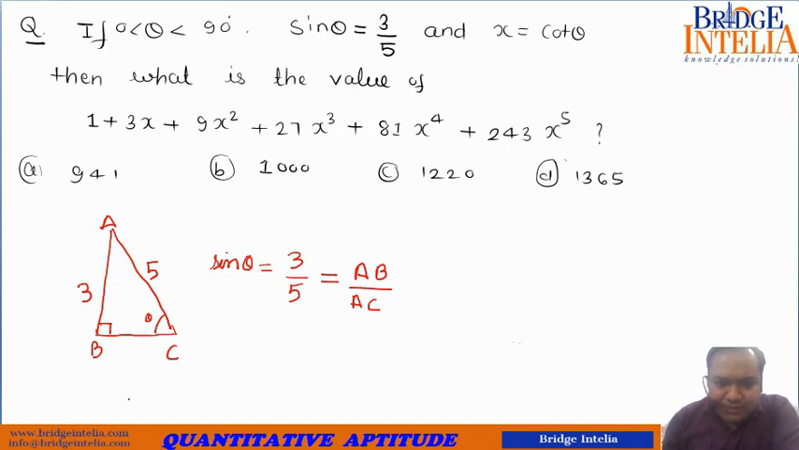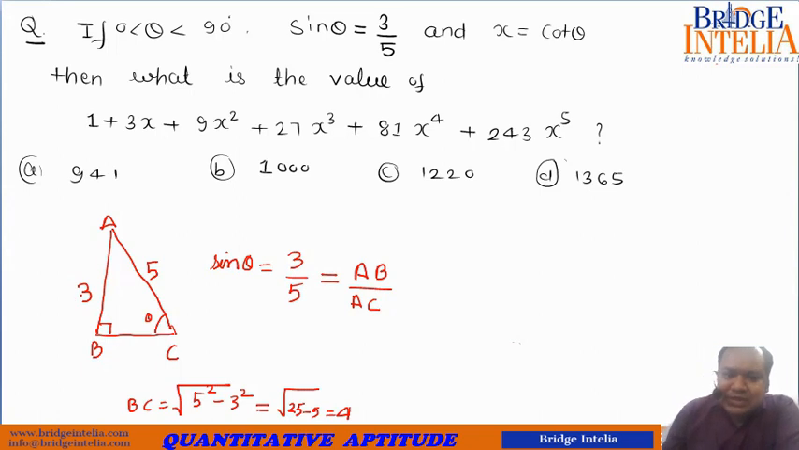If you apply the Pythagoras theorem, you can find the value of BC. So BC would come out to be under root of 5 square minus 3 square, which is root 25 minus 9, so 16, so this is 4. These are assumed values. It is not given to us, but sine theta is given, so we can simply assume that if this is 3, this has to be 5. Based on these two values, we can find the value of BC. So BC comes out to be 4.